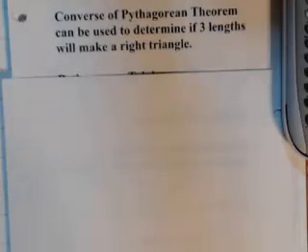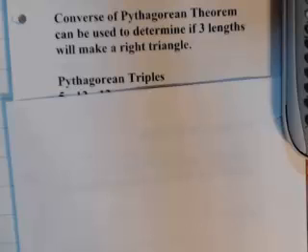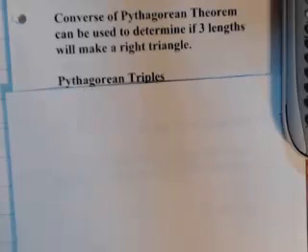The converse of the Pythagorean theorem is what we were using in the right or not activity, where we were trying to determine whether three lengths would make a right, acute, or an obtuse triangle.